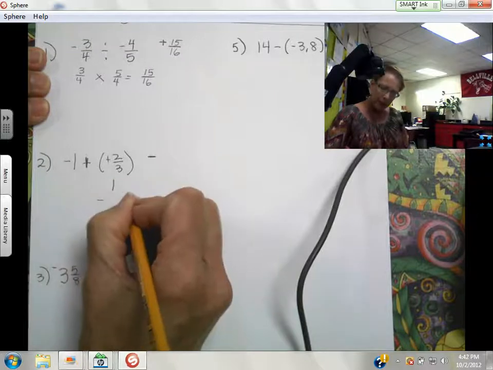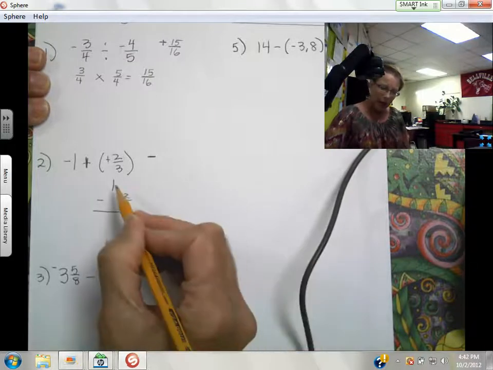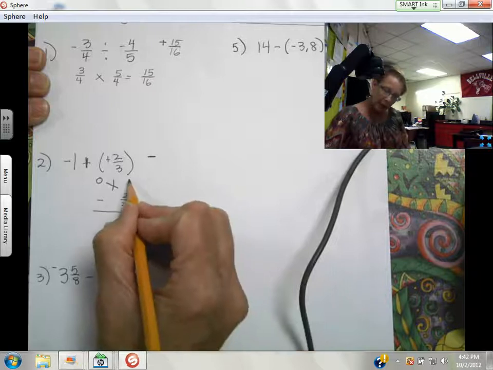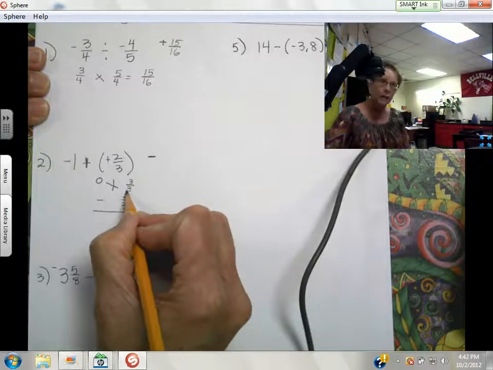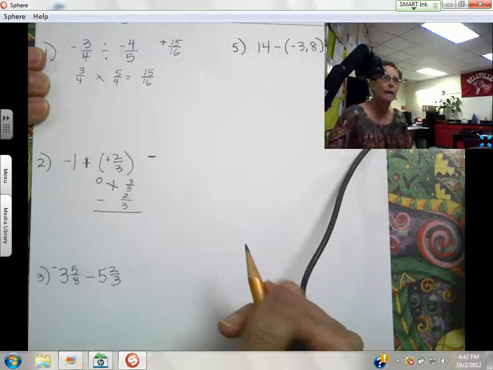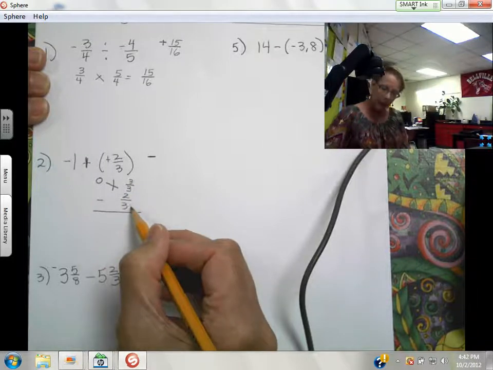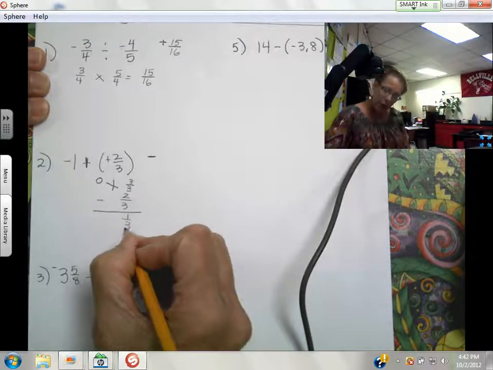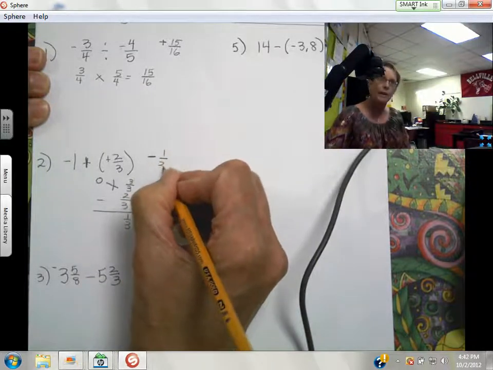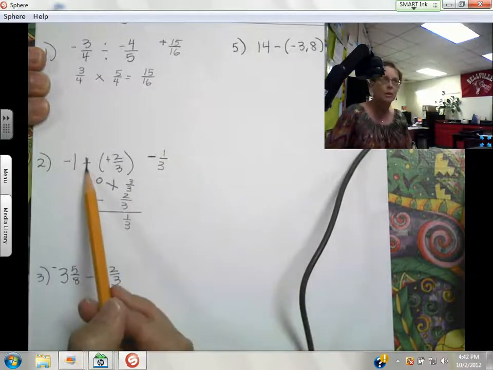Okay, 1 minus 2/3. Looks like it's a borrowing problem. I have to borrow 1 whole here, and I'm going to add the equivalent of 1 in thirds right there. So now I have 3/3 minus 2/3 gives me 1/3, and before we said our answer was going to be negative, so it's a -1/3.